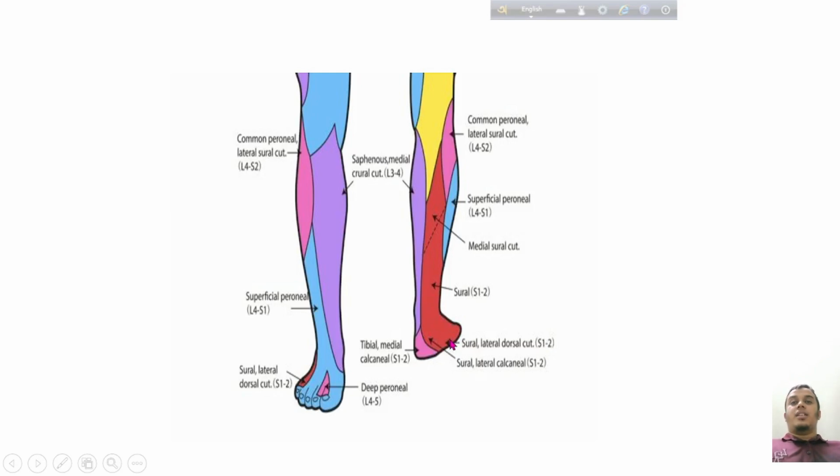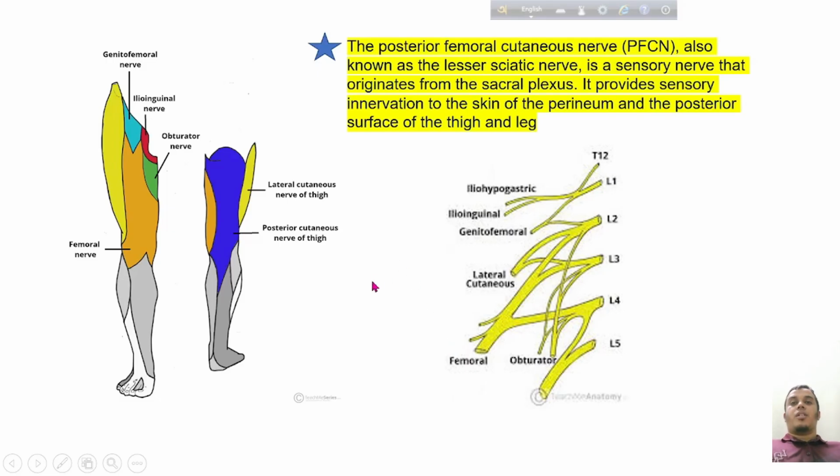Then we see another nerve, the posterior femoral cutaneous nerve, which is also known as the lesser sciatic nerve. It is a branch originating from the sacral plexus. In this picture, we see the sensory supply of the thigh. The posterior aspect is mainly supplied by the posterior cutaneous nerve of the thigh, the anterior aspect by the femoral nerve, and the lateral aspect by the lateral cutaneous nerve of the thigh.